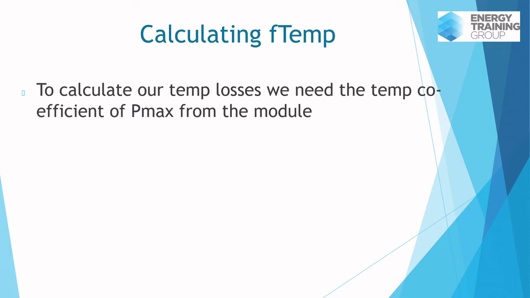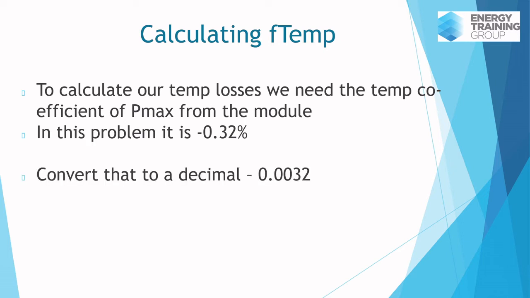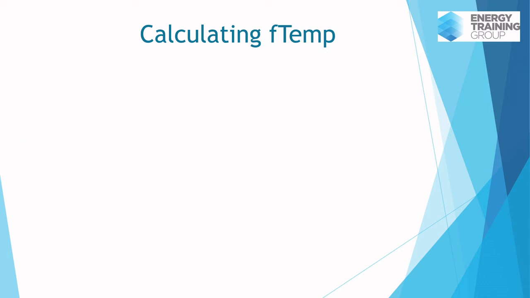Now to calculate our temp losses, we need to use the temp coefficient of Pmax from the module that we're using. Now we haven't chosen a particular module for this problem, right? We've just been given a temp coefficient, and that is minus 0.32%. So first we convert that to a decimal. As a decimal that looks like 0.0032.